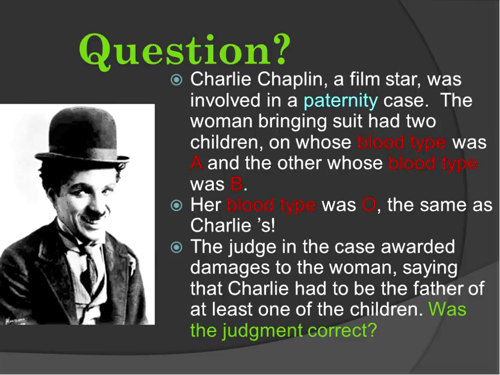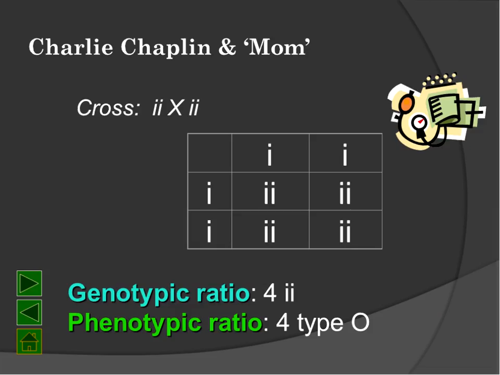So the woman who brought this case to courts actually had two children. One of the children had a blood type that was A, and the other child had blood type B. Now, the woman's blood type was O, and so was Charlie's. The interesting thing here is that the judge actually awarded damages to the woman and said that Charlie had to be the father of at least one of the children. So let's think about that. Was that correct? Was that judge correct?